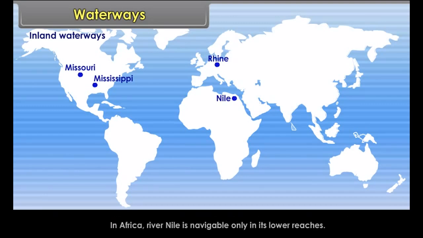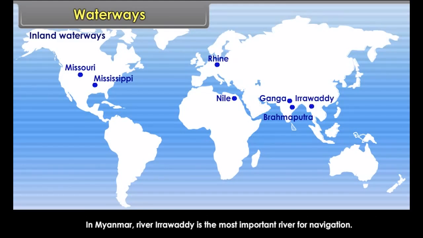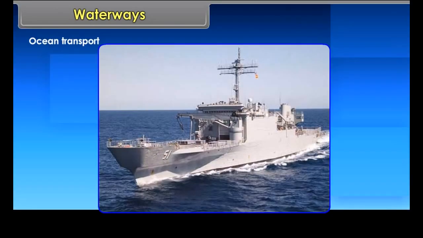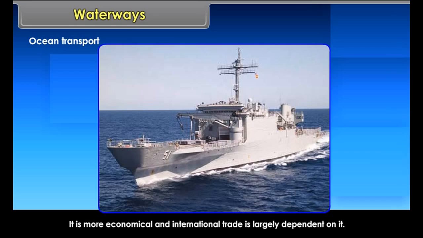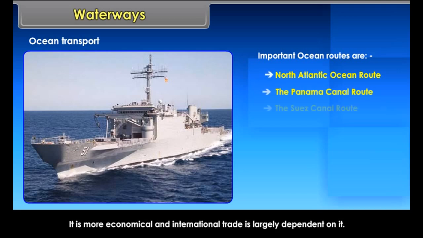Rivers are the most important highways of commerce. In Europe, River Rhine of Germany is perhaps the most important navigable river. In USA, rivers Missouri and Mississippi carry immense volume of traffic throughout the year. In Africa, River Nile is navigable only in its lower reaches. In Asia, Ganga and Brahmaputra rivers of India are navigable in their lower and middle course. In Myanmar, River Irrawaddy is the most important river for navigation.